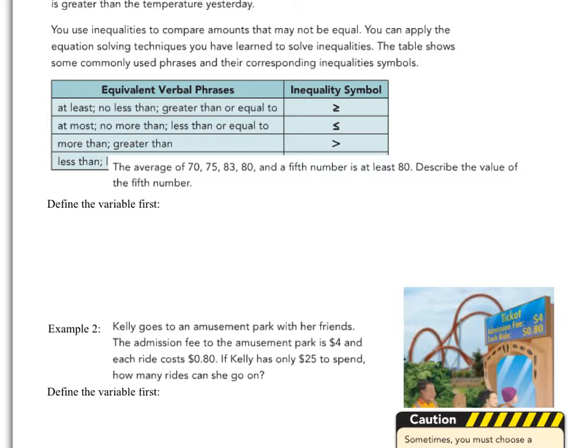Okay, so our first question here says the average of 70, 75, 85, 83, 80, and a fifth number is at least 80. Describe the value of the fifth number. Okay, so the first thing they want us to do is figure out what the variable is. Well, the question says define the value of the fifth number. So x is going to equal the fifth number.